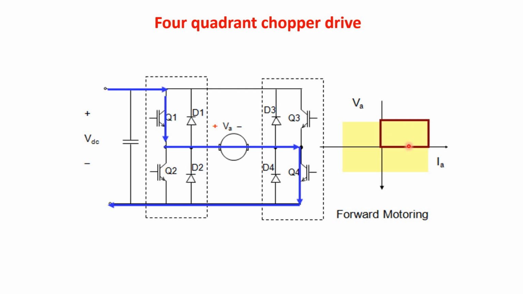For the first quadrant operation, that is forward motoring, the switch Q1 and Q4 are on. Current flows from the supply through Q1 through the motor, then reaches Q4 and then to the negative of the supply. IA and VA are positive. It operates in the first quadrant.